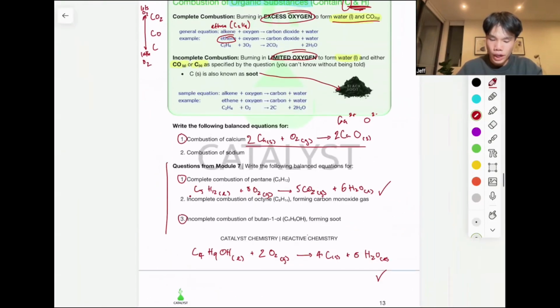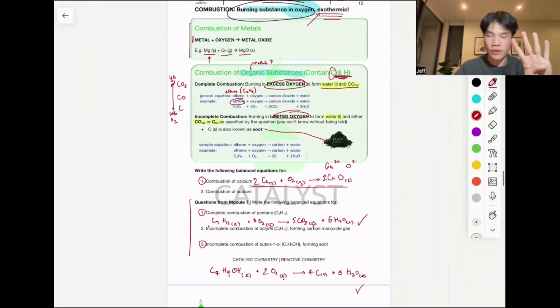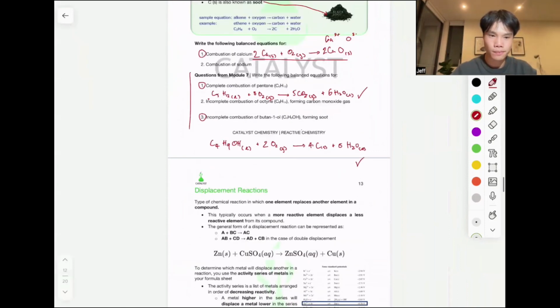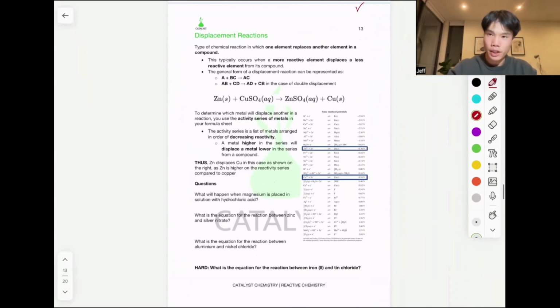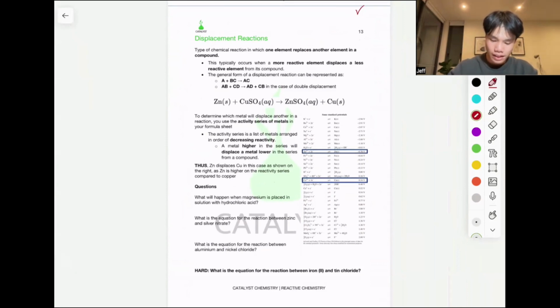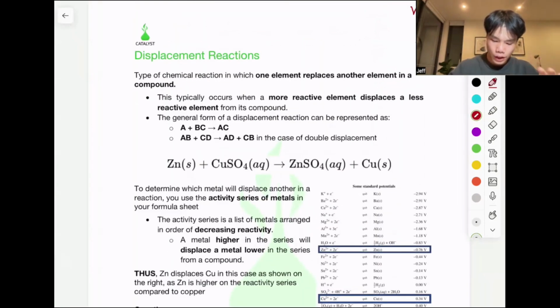Great. So you have your technically 4 cases of combustion. Memorize these. These will be very useful going forward. Displacement reactions. Okay. So this is where I got with the other class.